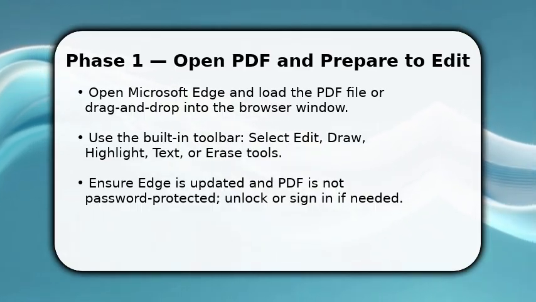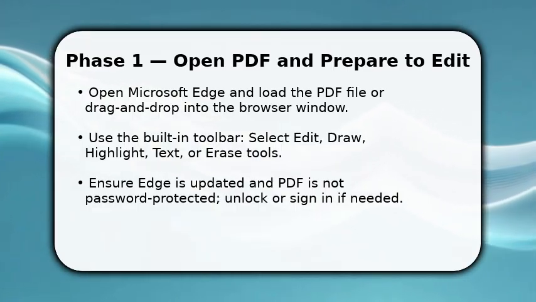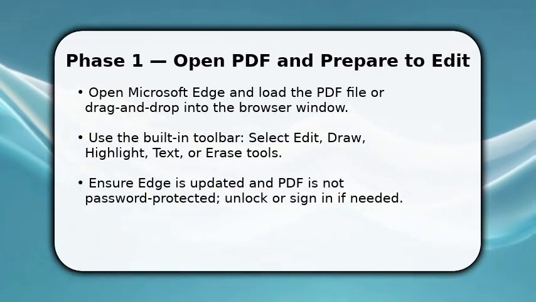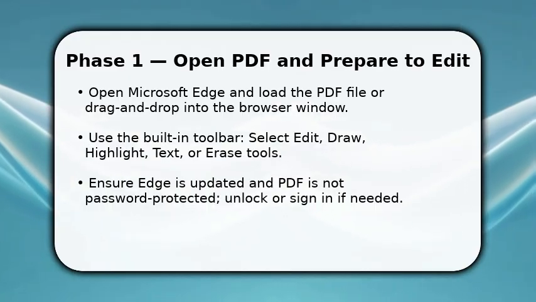Choose one immediately. Make sure to check if the PDF is locked or requires a sign-in, unlock or sign in before editing. You're ready to act now. Pick the Text tool for quick changes or the Draw tool for annotations. You'll switch tools as needed.